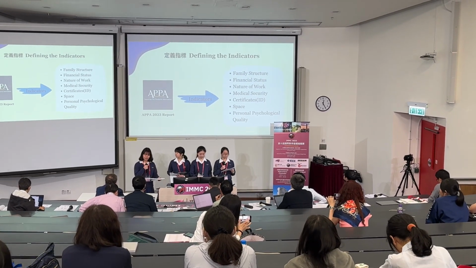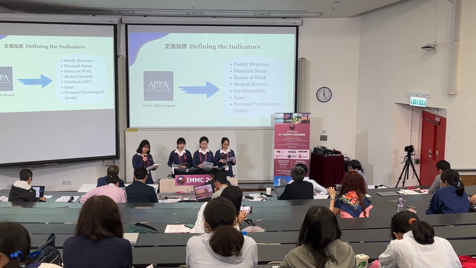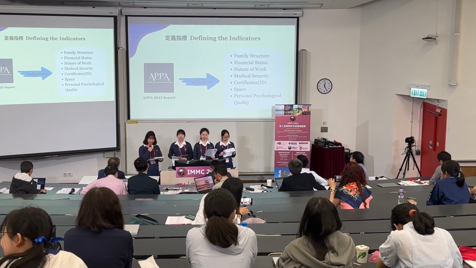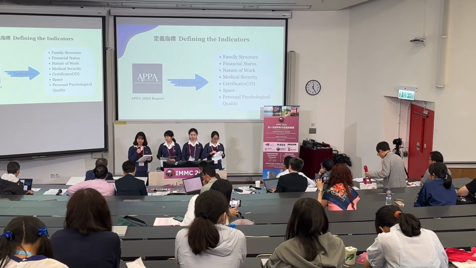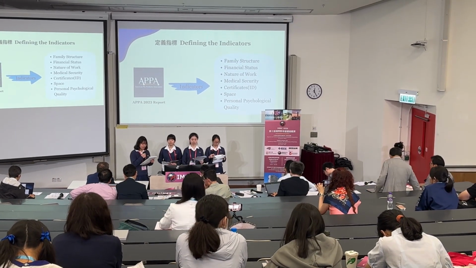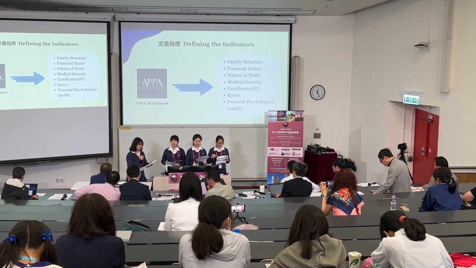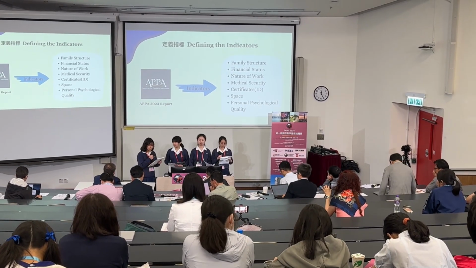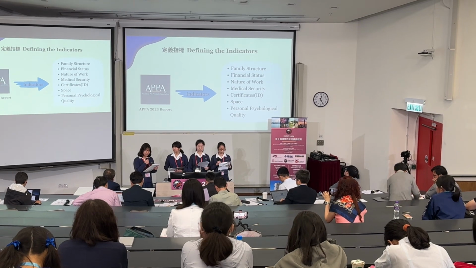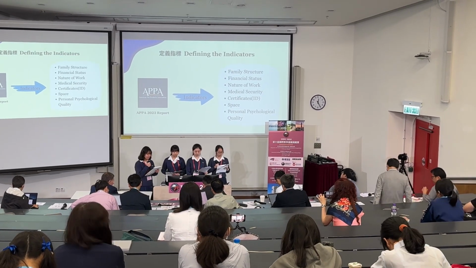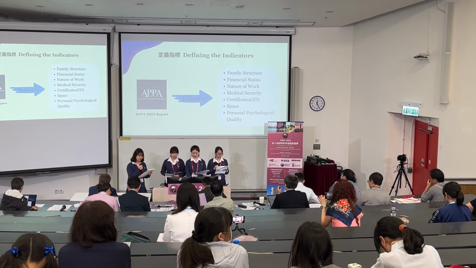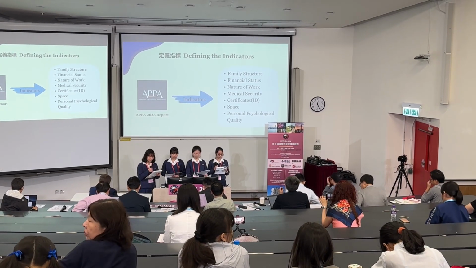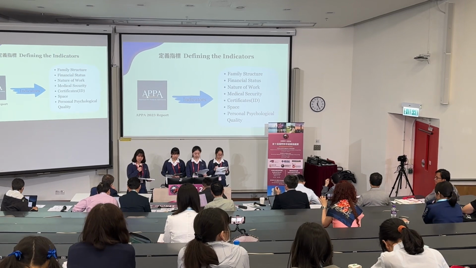Based on the APPA website, we selected 7 indicators related to family structures: space, financial status, nature of work and distance, transportation, medical security, pet ownership experience, source of pets, pet-free, pet-related certification, and personal psychological quality. We choose these indicators due to their direct relevance to pet owners and their limited variability.